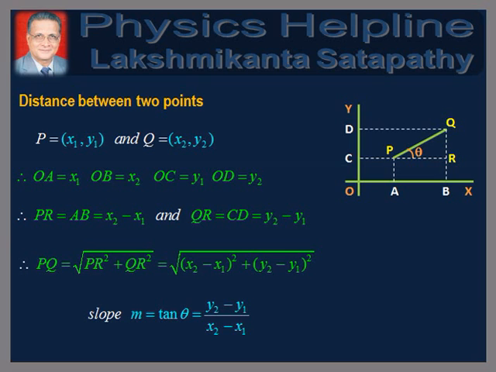If theta be the angle made by PQ with the positive x direction, then slope of PQ, m, is equal to tan theta, which is equal to QR by PR, which is equal to (y2 minus y1) divided by (x2 minus x1).